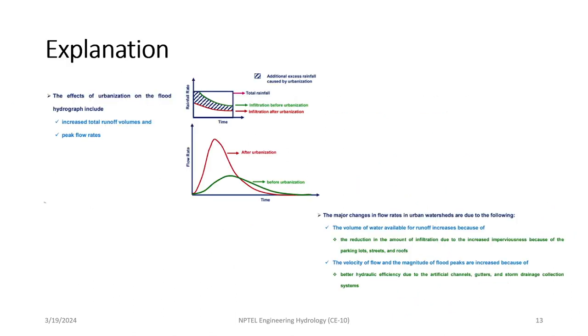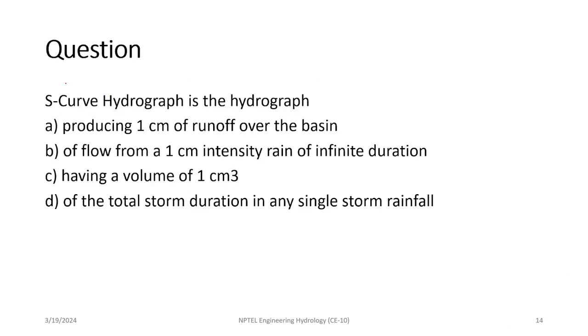You already know the explanation, you already gave the correct answer, so I don't think we should go through the explanation. Coming to the next question here, S curve hydrograph is the hydrograph... Now you have to explain what is the actual assumption, or we can say the process, for getting the S curve hydrograph. Anyone?